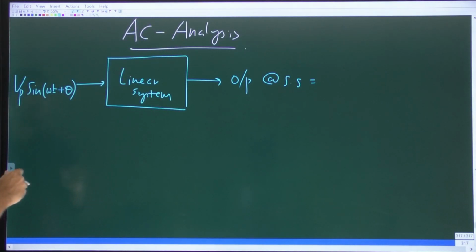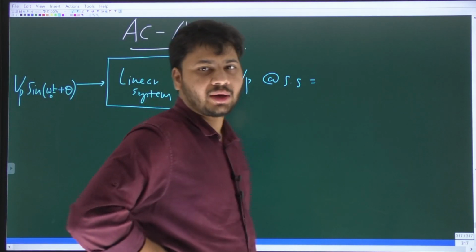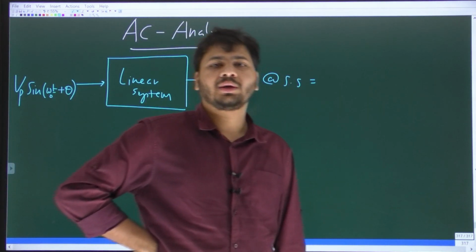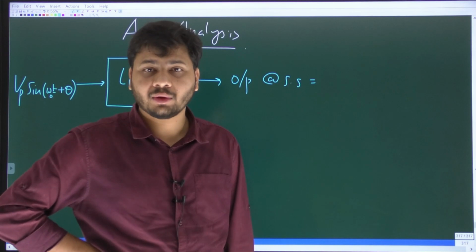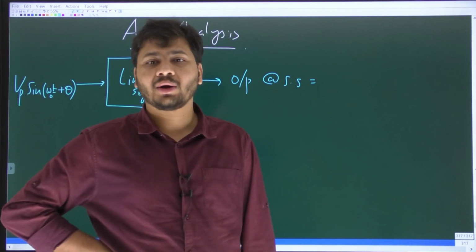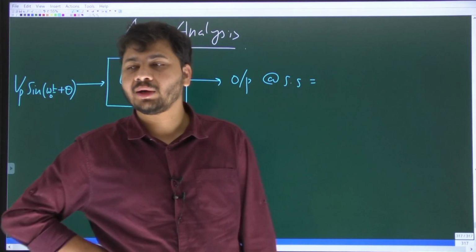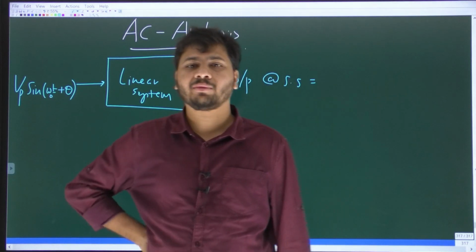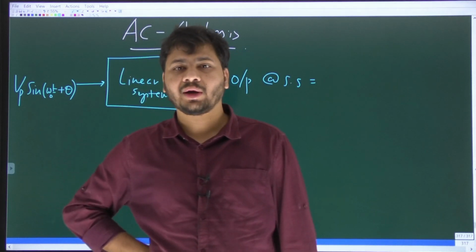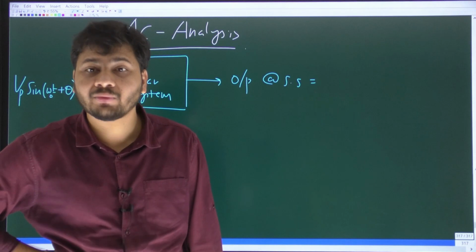Let me make a small modification. Let me denote the frequency of the input sine wave by omega naught. So now what is the input? Vp sine omega naught t plus theta. Now the output at steady state would also be a sine wave at the same frequency. So what are the only two things that will get modified? Amplitude will get modified, phase angle also will get modified, but not the frequency.